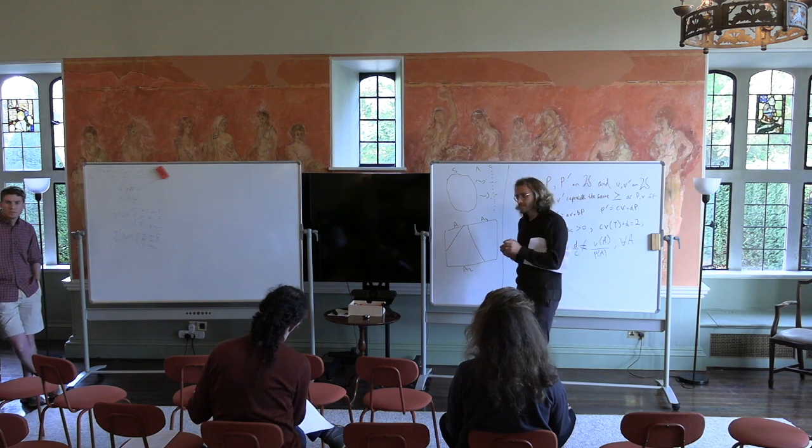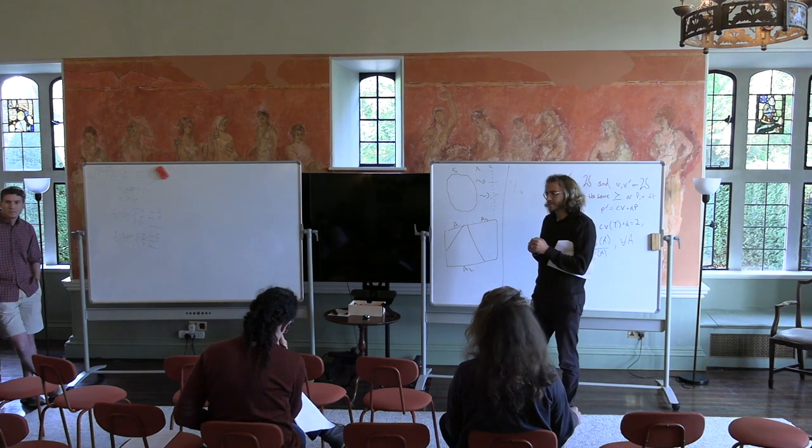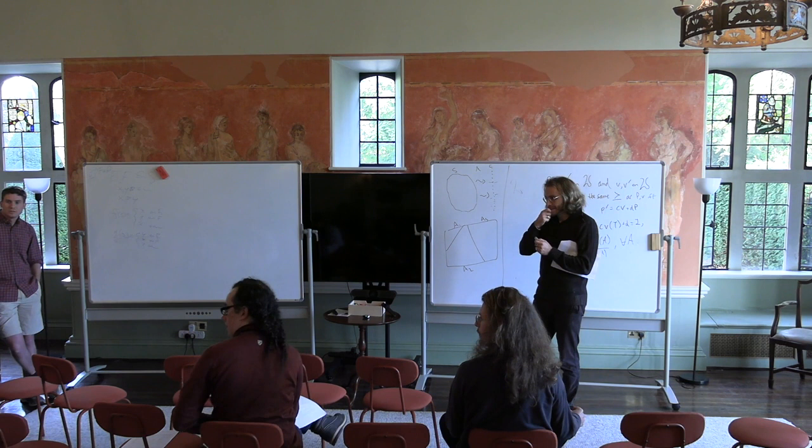I have a slightly different way of answering it. So in Savage, there's the objects of belief and the objects of preference.